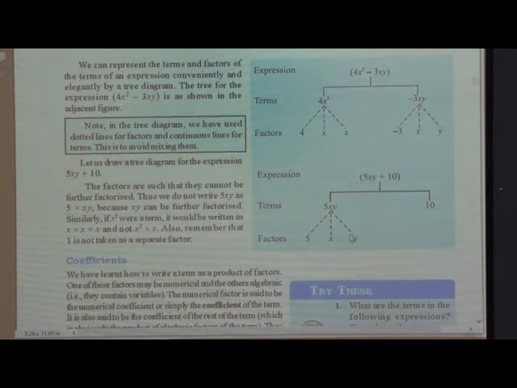Here we can see these are the factors. Here there are 2 variables and one numerical value. The numerical factor is said to be the numerical coefficient. Whatever the number or numerical value is, it is known as the coefficient, or simply we say the coefficient of a term. So, what is a coefficient? It is nothing but the numerical factor, said to be the numerical coefficient, or we can say the coefficient of the term.